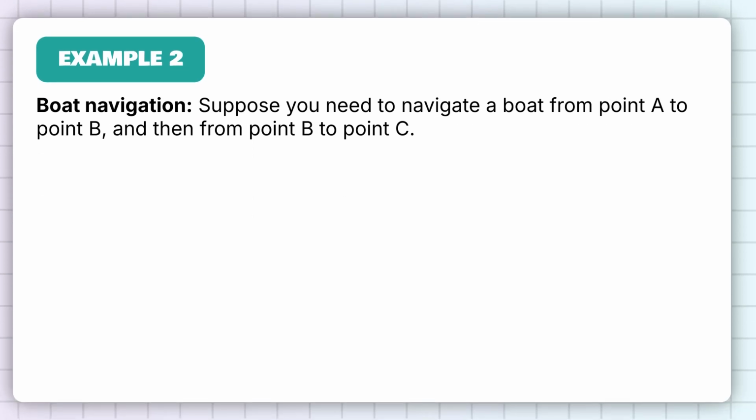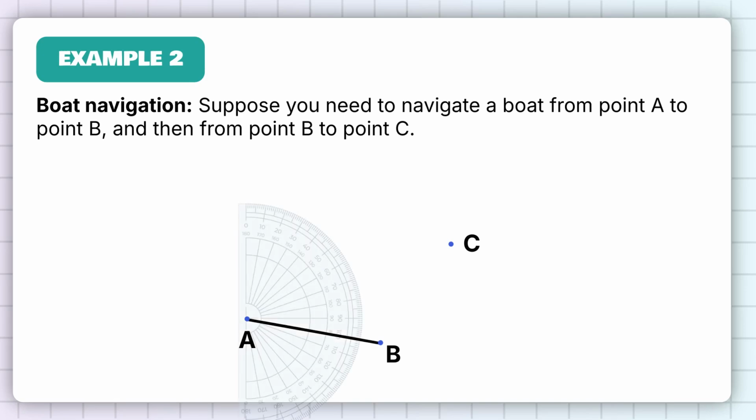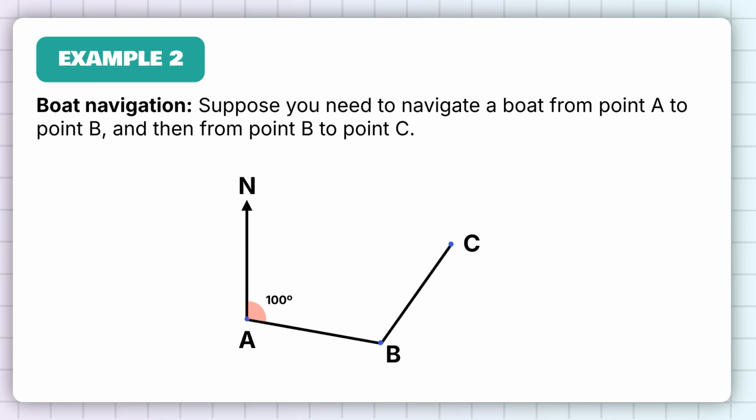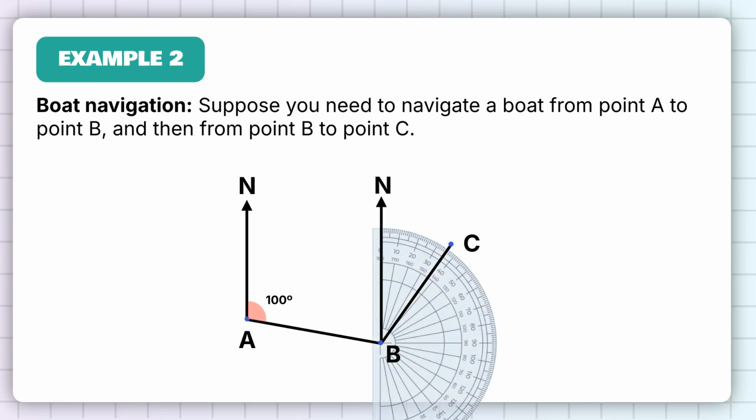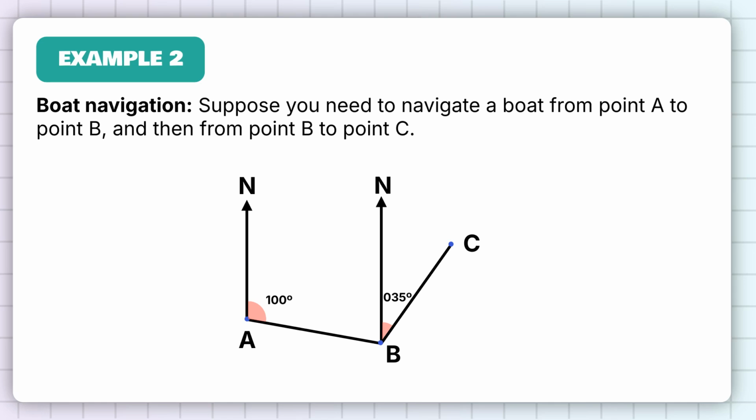Let's move on to another example. Suppose you need to navigate a boat from point A to point B, and then from point B to point C. To find the bearing from A to B, we set our protractor to be aligned with the north line at A. We then measure the bearing. In this case, it's 100 degrees. Next, to find the bearing from B to C, place your protractor at point B and measure the angle clockwise from north to the line connecting B to C. As seen below, this turns out to be 35 degrees. By following these bearings, you can navigate accurately from one location to another.